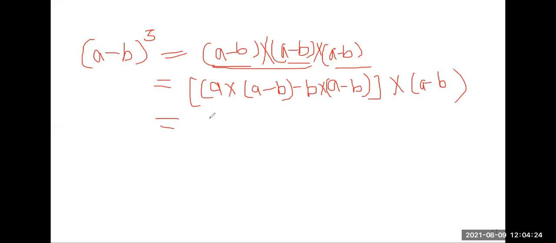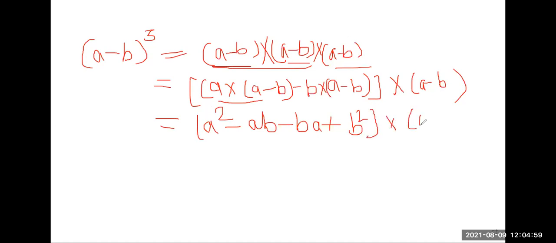here we will take separate multiplication. a into a, what will we get? a square. Then a into minus b, multiplication gives minus ab. Then minus b into a gives minus ba, or ab, you can write minus b a or minus ab. Then minus multiplied by minus will give plus b square. We have solved the square. And then the remaining we are going to write like this: (a minus b).